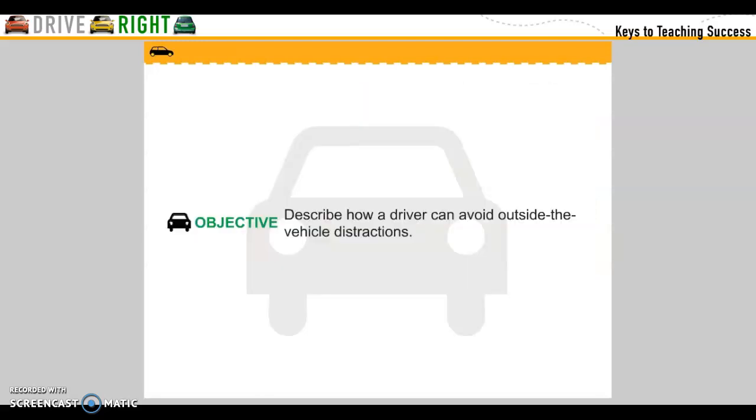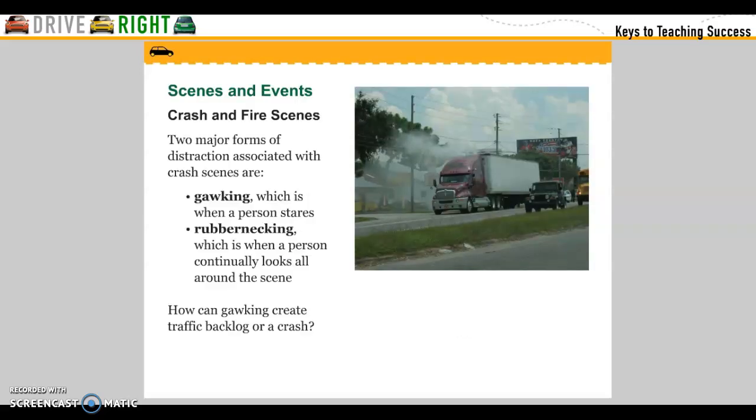Objective. Describe how a driver can avoid outside the vehicle distractions. Scenes and events. Crashes and fire scenes. Two major forms of distraction associated with crash scenes are gawking, which is when a person stares, and rubbernecking, which is when a person continually looks all around the scene. How can gawking create traffic backlog or a crash?